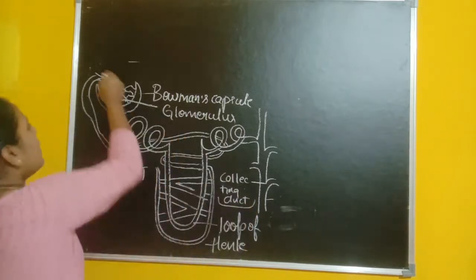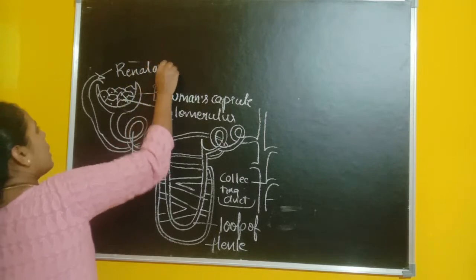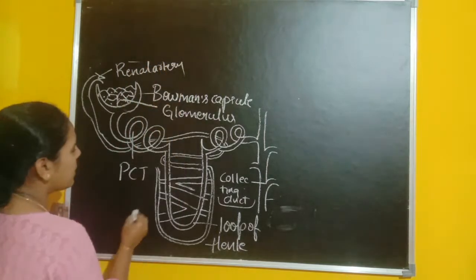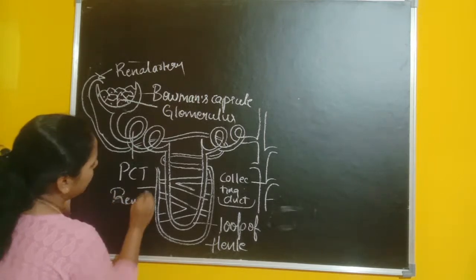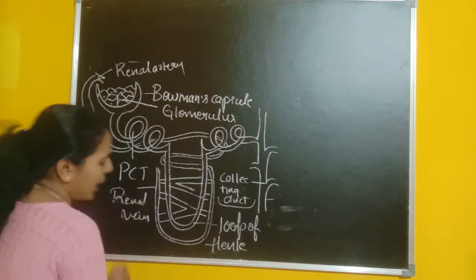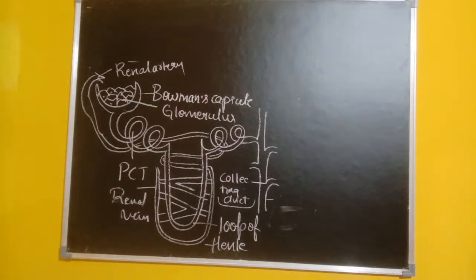Okay, and here we have the renal artery. I will explain to you how urine is formed. Last, this is called the renal vein. How many of you know how to write a nephron structure? I think everyone knows the nephron structure clearly.